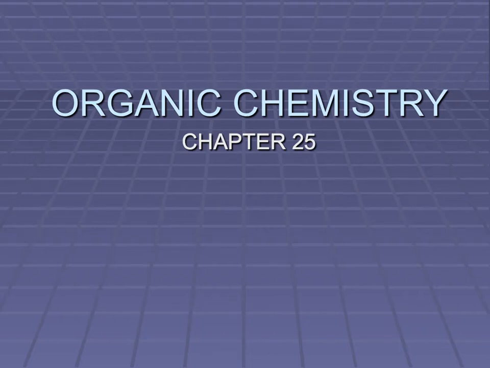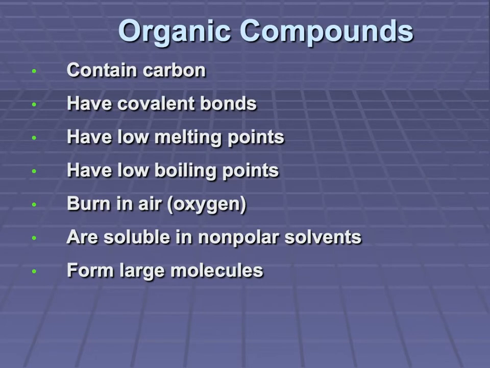Hi everyone, so this is our very last chapter, chapter 25 on organic chemistry. Now, organic chemistry is on compounds that contain carbon, okay? I know when we hear the term organic, we think of foods that are naturally grown without hormones or pesticides and things like that. In the chemistry world, when we say an organic compound, we're just basically saying that it contains carbon.